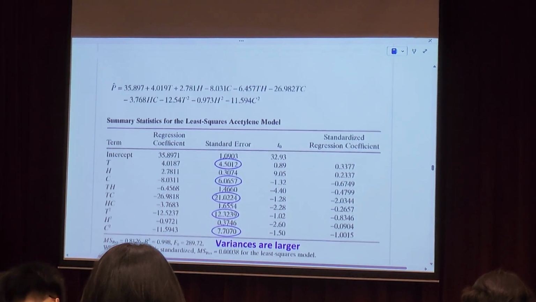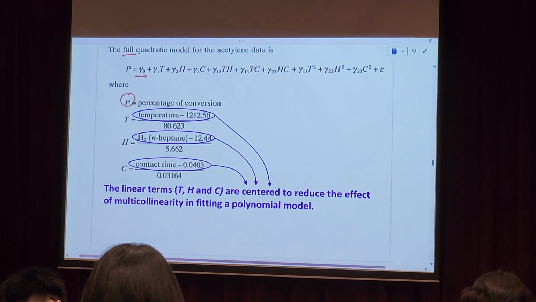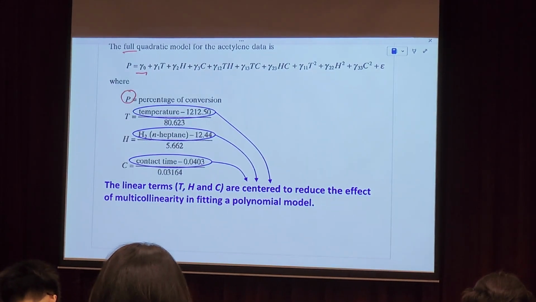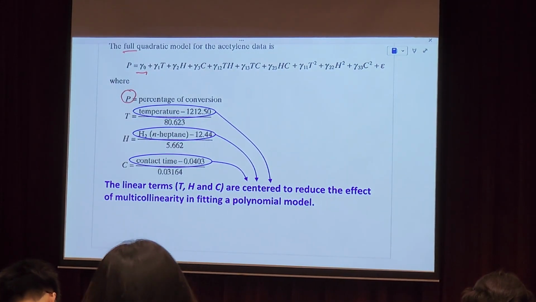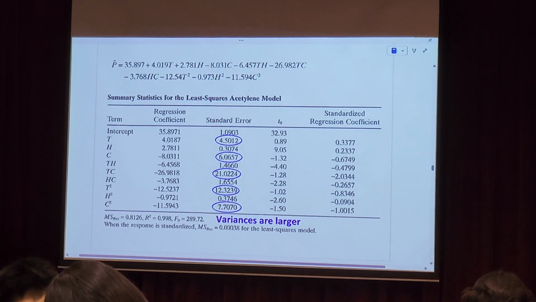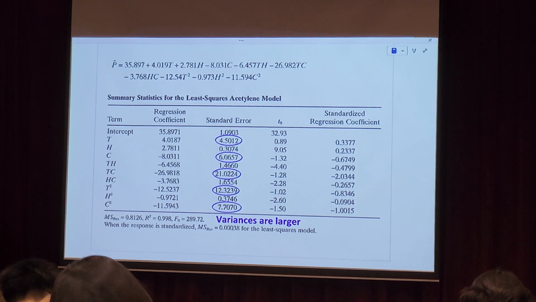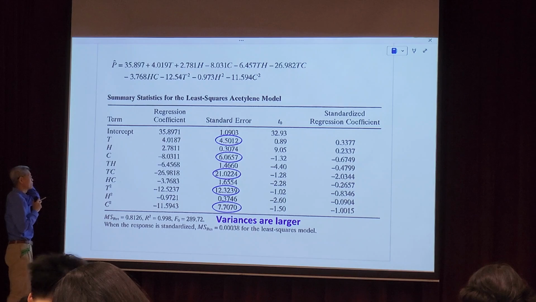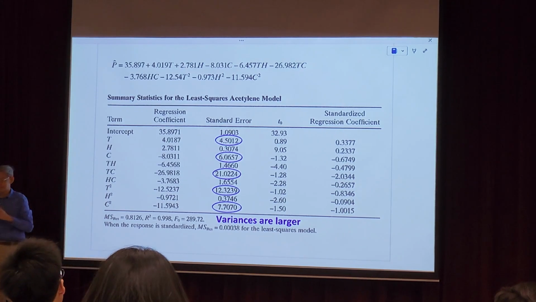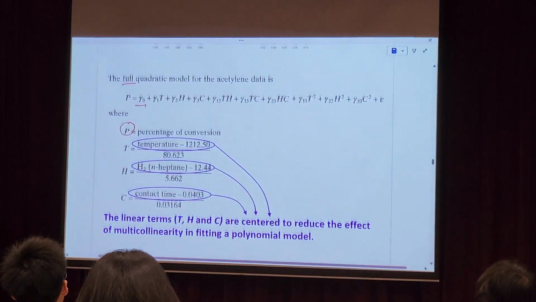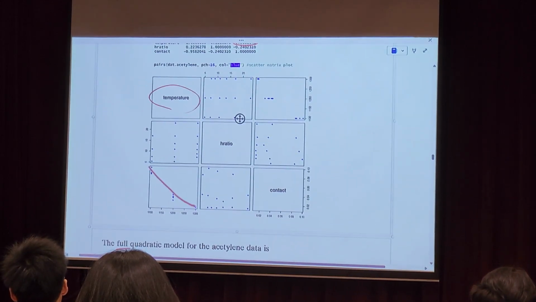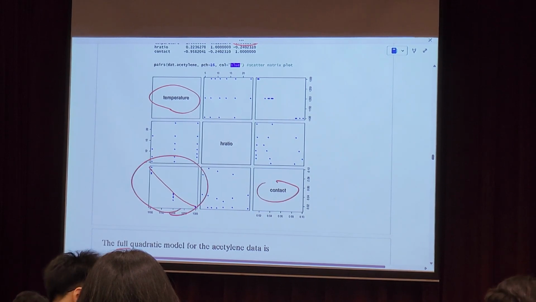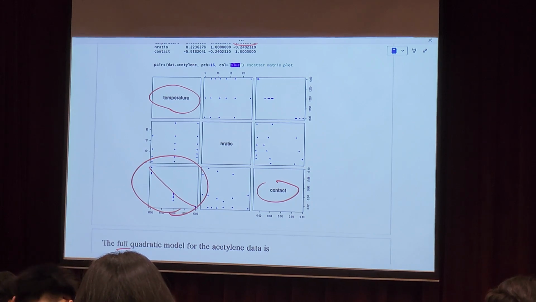Okay, so let's fit this model now. So after we have standardized the 3 variables, you can then calculate TH, TC, HC, and so on. And you can fit the model. So I got this page from the textbook. Now let's take a look. Remember, which two variables are highly correlated? Let's go back. Is T and C. This one. So T and C are highly correlated.